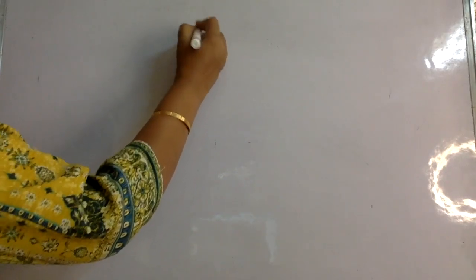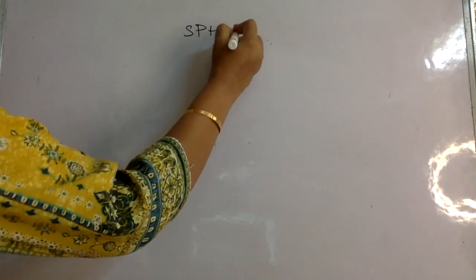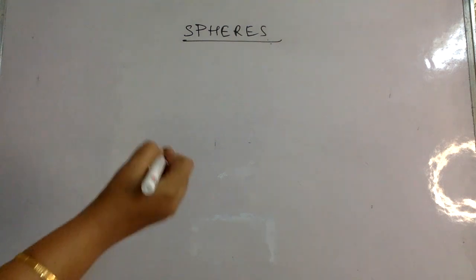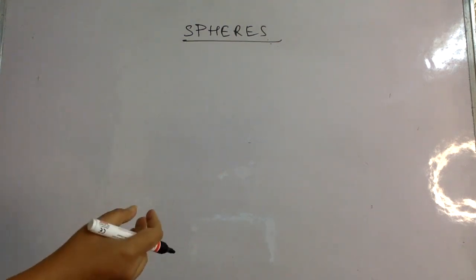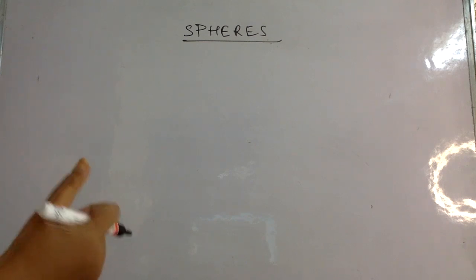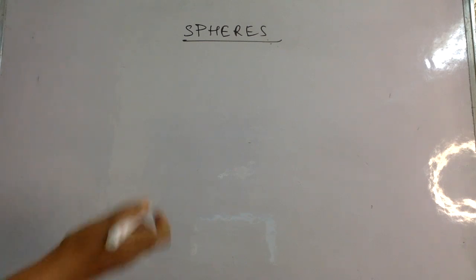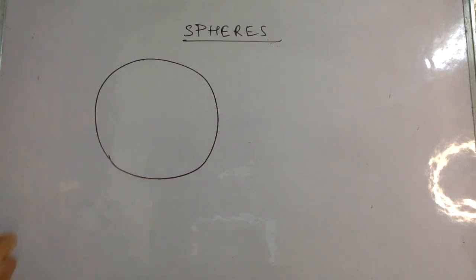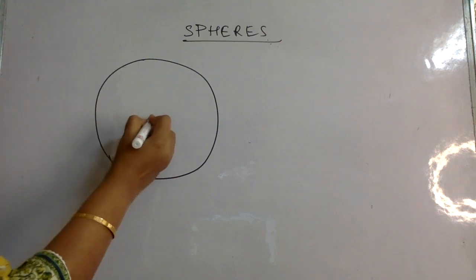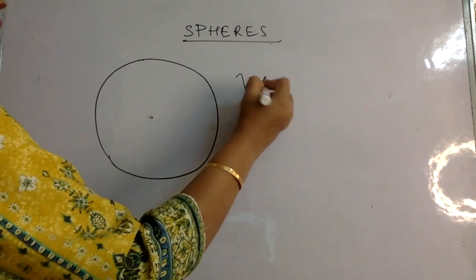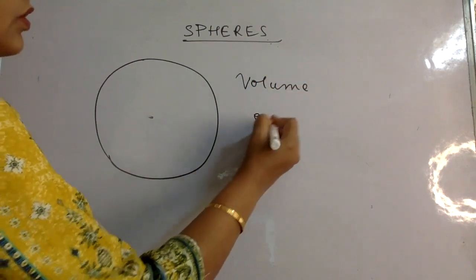Let us see what spheres are. We have a lot of spheres around us, like the shape of a ball is a sphere. The earth itself is to some extent a sphere. This circular shape, that is the three-dimensional shape of a circle, is called a sphere. You have done it in your earlier classes. Now we'll have to find the volume and the surface area of a sphere.